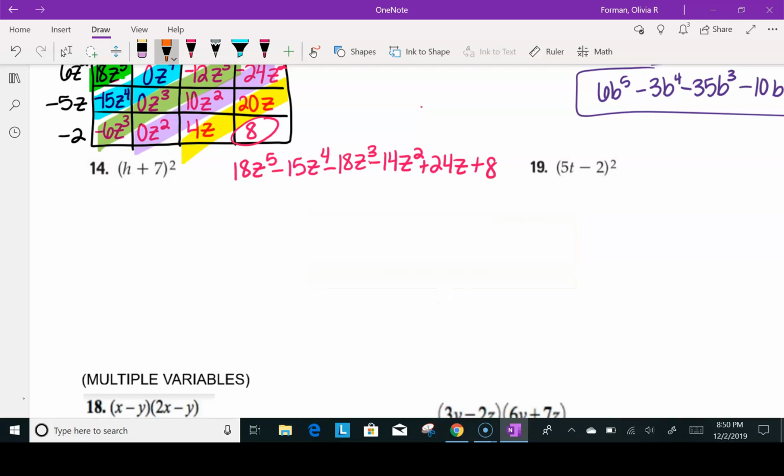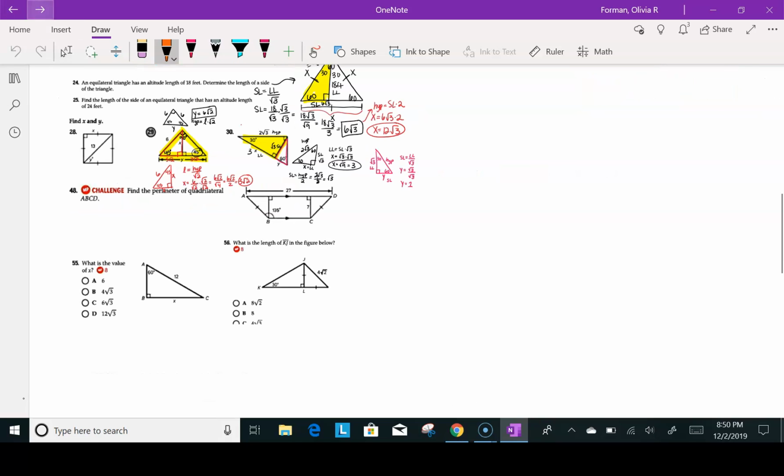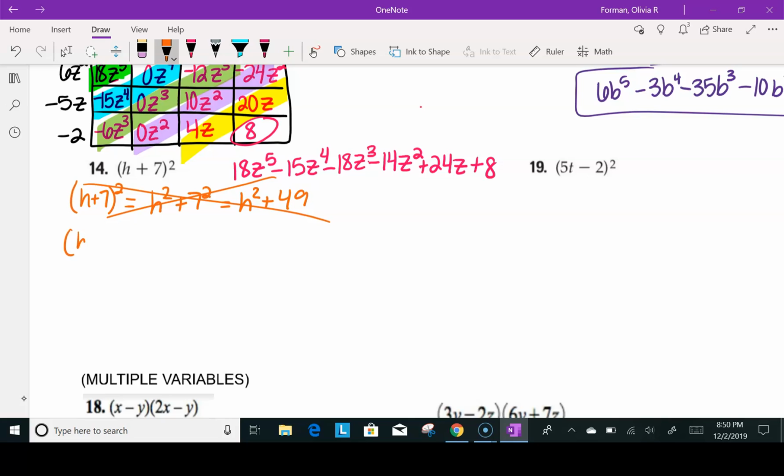This is something that many people... Okay, so the h plus 7 squared, what a lot of people want to do is just distribute that exponent to both terms like that and get h squared plus 49. But that is not what you need to do. What we need to do is expand that. So h plus 7 squared is the same as h plus 7 times h plus 7.